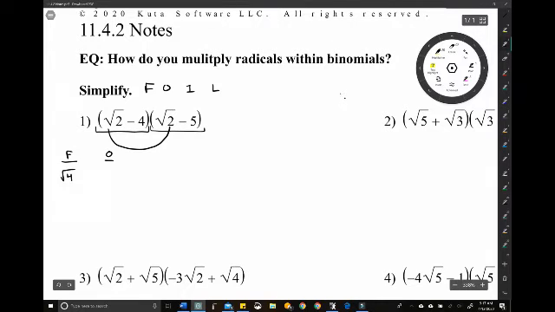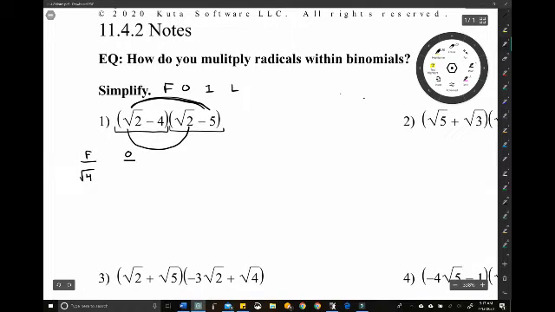Outside, so I like to split up everything I'm doing, and I encourage you to do the same. Outsides, or the outer numbers, so square root of 2 times negative 5 is negative 5 roots of 2. Remember that only square roots can multiply to other square roots. Otherwise, you have two different parts. Inners, so the inners are negative 4 times square root of 2, which is negative 4 roots of 2. And the last, negative 4 times negative 5, is plus 20. Okay, so the first step is foiling.